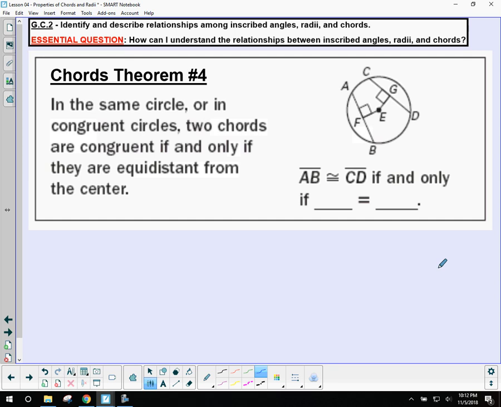I do know that in the same circle or in congruent circles, 2 chords are congruent if and only if they are equidistant from the center. We're talking about this guy and that guy. So AB is congruent to CD if and only if FA is congruent to EG. Line segments. Again, pause the video, jot this down, make correct.